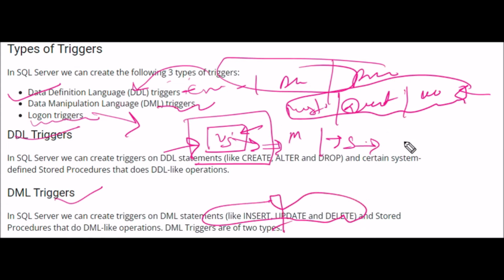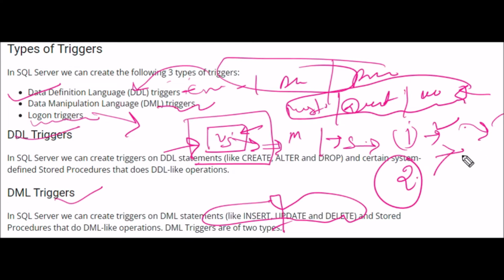Let me explain again. The first topic is what a trigger is, and the second is the types of triggers. A trigger is just like a stored procedure that is called and fired automatically when performing any operation like insert, delete, update, create, alter or drop. And there are three types of triggers: DDL, DML and logon. I have already explained this part.